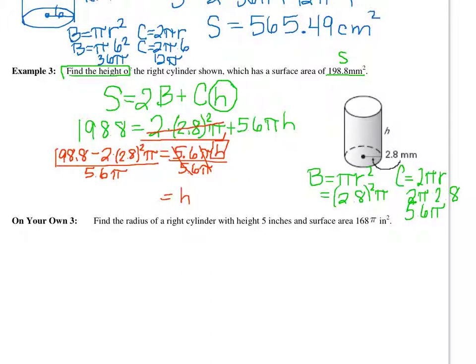My height equals, now my height's all alone, so take all of this and put it into your calculator. Remember, you should have parentheses around the bottom there. You should find that your height is 8.5 and my units would be millimeters.